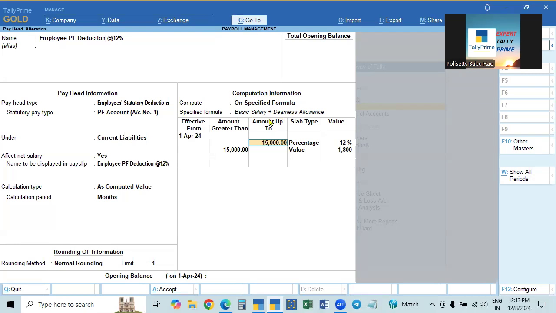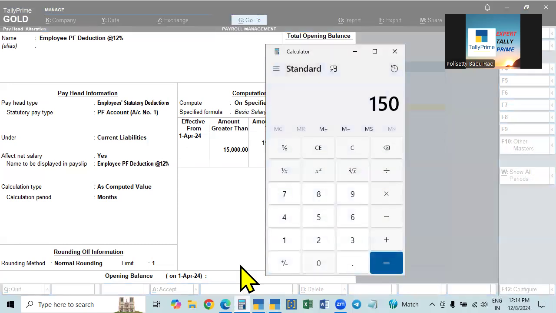So the amount up to 15,000 is calculated in percentage. It is 12%. Above 15,000, the amount is not eligible for the PF deduction. That is why above 15,000 we will not deduct any amount, only up to 15,000. Even though the salary is more than 15,000, up to 15,000 it is 12%. It works out to 1,800 rupees.